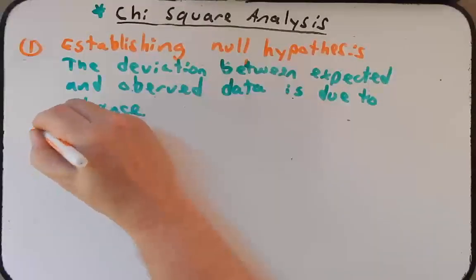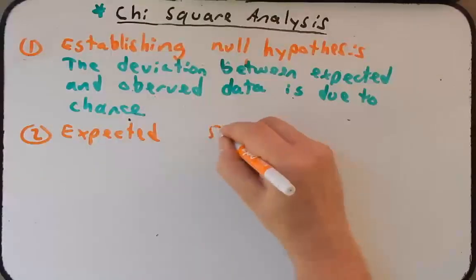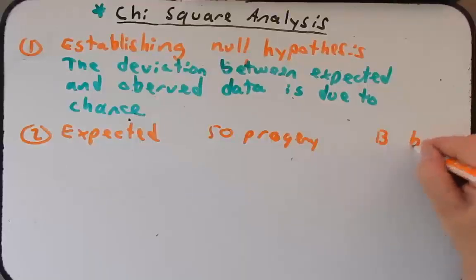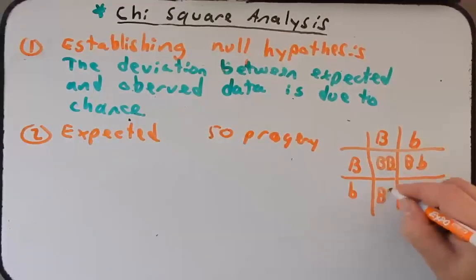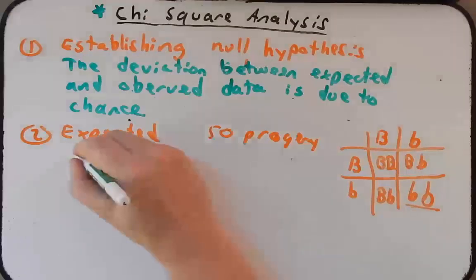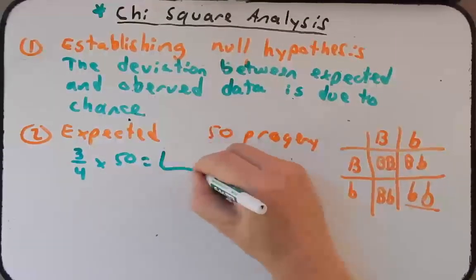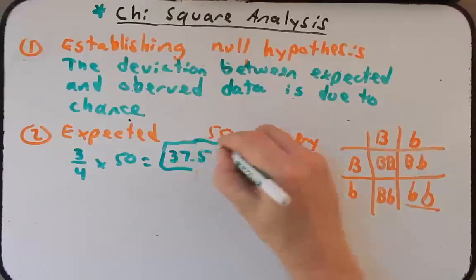Okay, so what are our expected results? Well, in our problem, we know we have 50 progeny. That's given to us in the problem. And because of our Punnett square prediction, we would expect 3/4 to have the big B phenotype, the black fur, and the gray fur would be 1/4. So we would expect that 3/4 times 50 is how many black furred cats we should have. So 3/4 times 50 is 37.5.